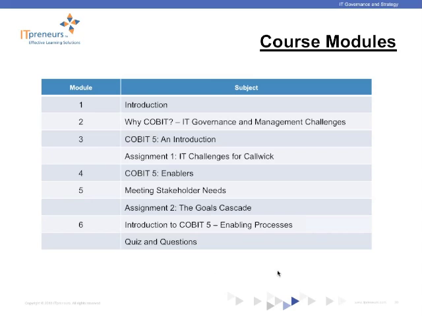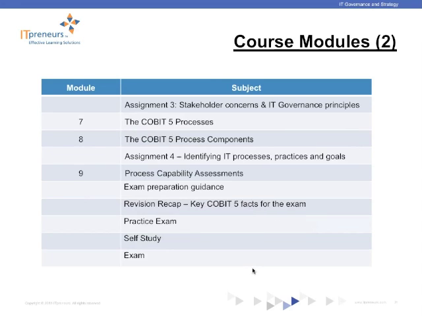Then we introduce the enabling processes, so the overview of the process model and describing the fundamental principle of the full enterprise approach, the end-to-end coverage, and why that's important from a business perspective. And then if we go to the next slide, we then have another assignment that uses the stakeholder concerns and the IT governance principles from the COBIT model to help understand how those would apply in practice to the case study or to the in-house enterprise environment if we're doing an in-house approach. Then we have a couple more modules that go through the processes in more depth.